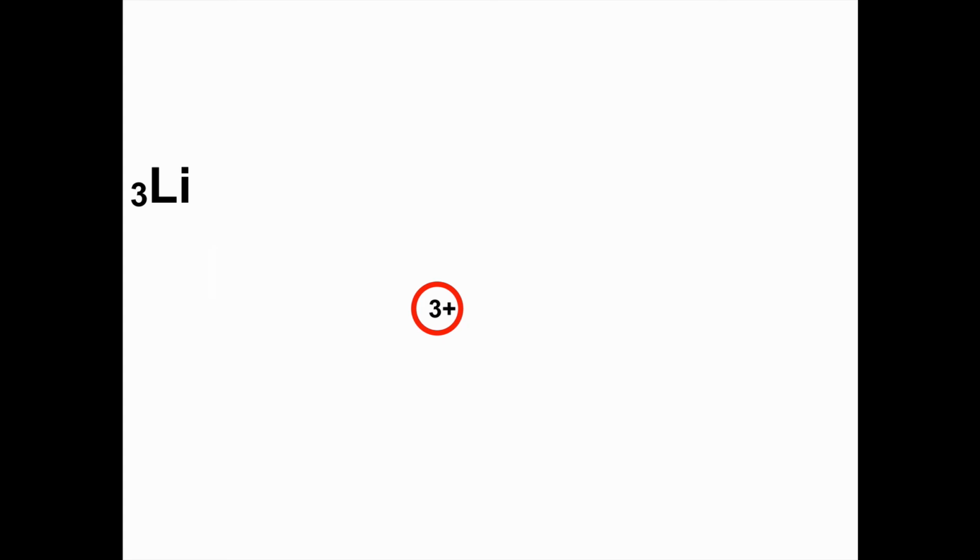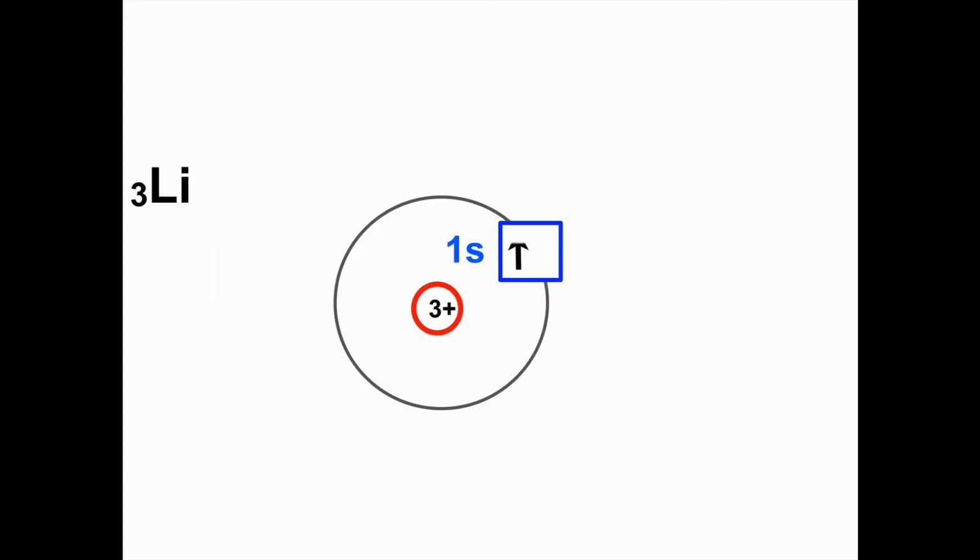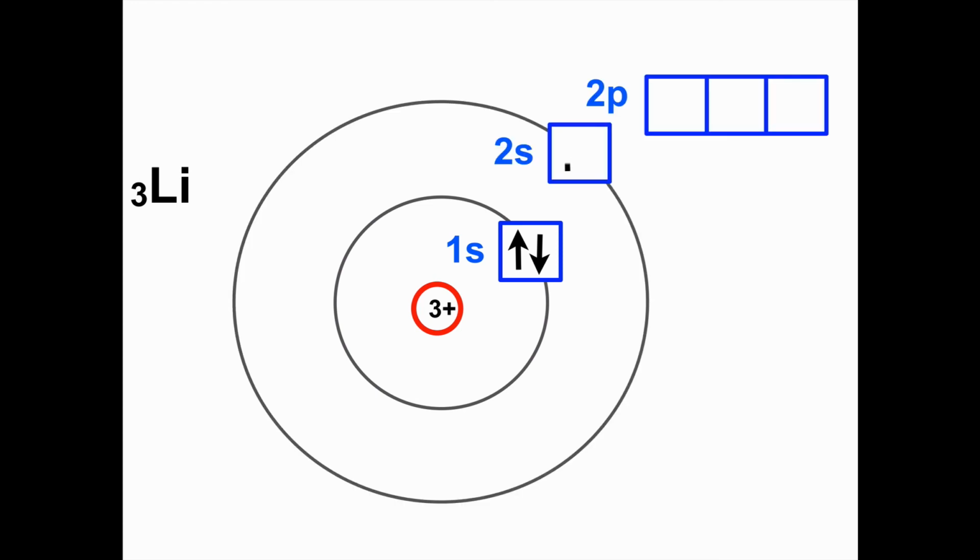Lithium, you've got 3 electrons to account for, right? 2 of them go in the 1s. That's now filled according to the Pauli exclusion principle. That next electron has to go out to the next energy level, and you find it in the 2s. So lithium is a 1A metal. It has 1 electron in its outer level.